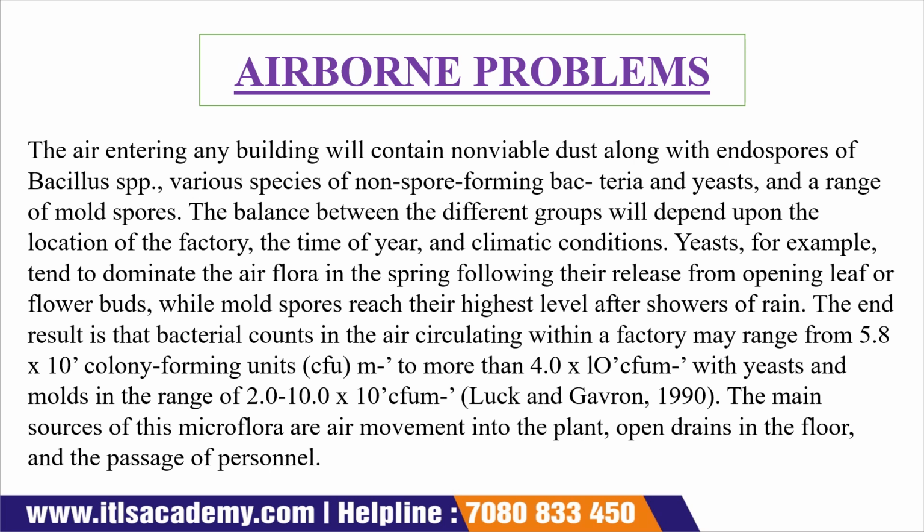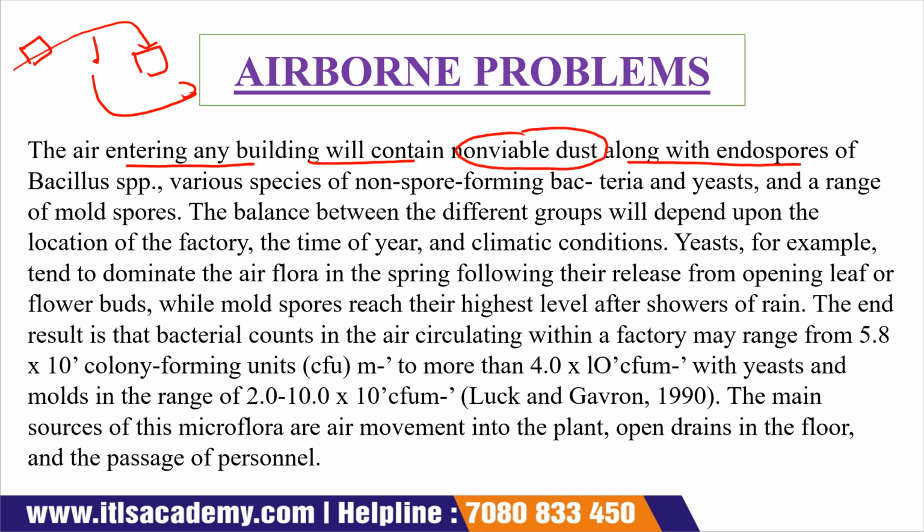Now, the first environmental source is airborne contamination. As I already discussed in a previous slide, suppose this is your rubbish dump and this is your factory, which is near that rubbish dump. Now, air passes from that rubbish dump and reaches the factory, and it will lead to what? Airborne contamination. So, air entering any building will contain non-viable dust along with endospores of Bacillus species.